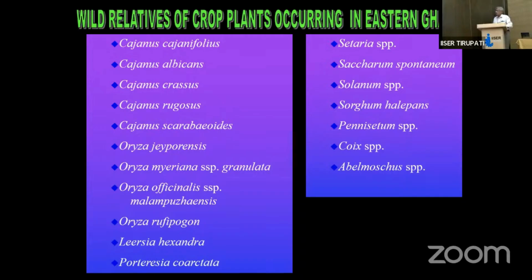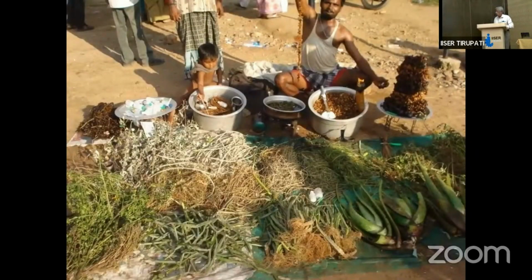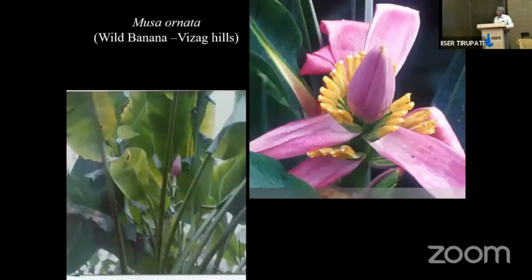Oryza. Of course, if you add these two also, they will come to 7 species. In Borra, I will show you 3 species of wild Oryza, growing naturally right in the forest. Balampuji is resistant to rice blast disease. This is only some of them; there are many more wild relatives of crop plants. Yeah, this is wild banana.